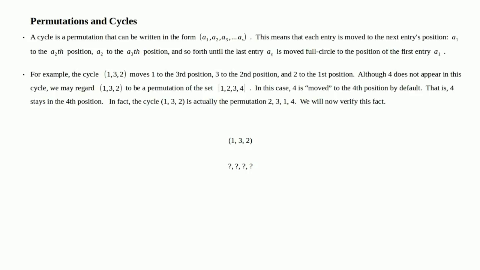Okay, so now we have our cycle 1, 3, 2, and below it we have 4 positions that are in question, as denoted by the question marks. So starting at the left of the cycle, we start at the first entry, 1. And the question is, what position does 1 take in the permutation? Well, you look directly to the right of the 1 and you see a 3. So that indicates that 1 should be in the third position. And so we write 1 in the third position.